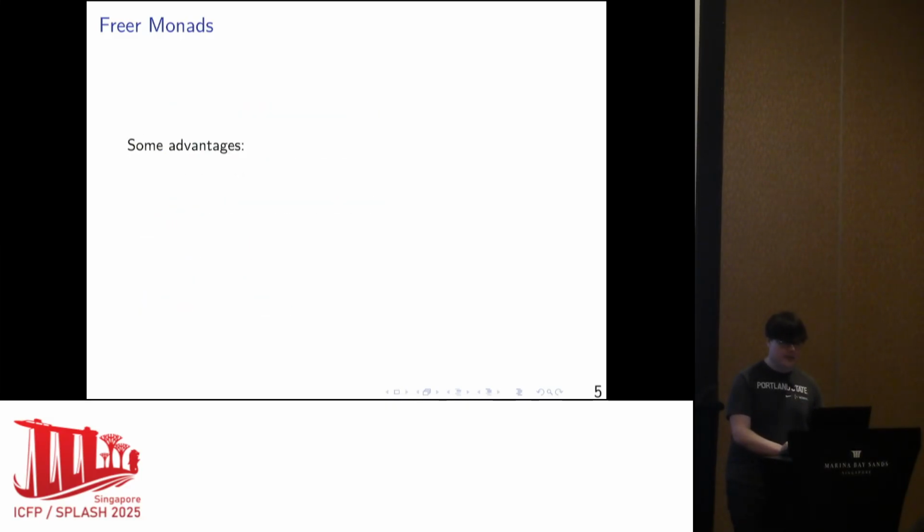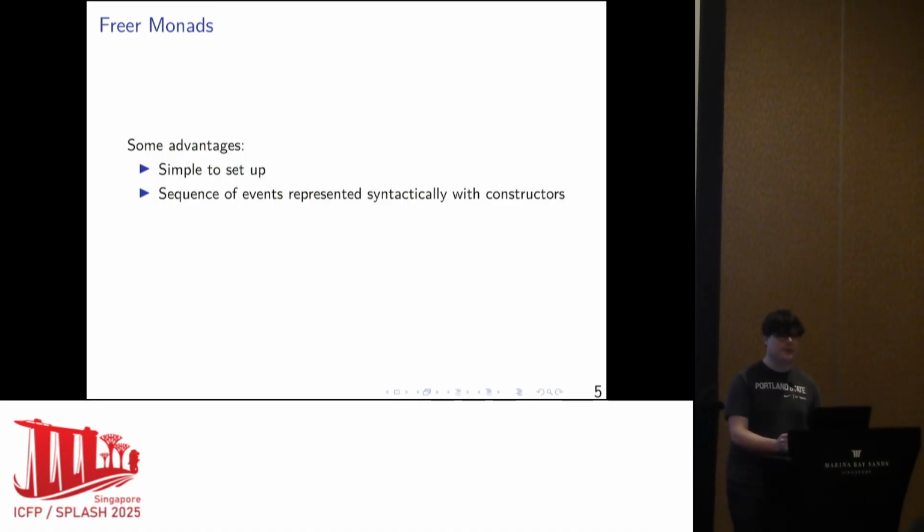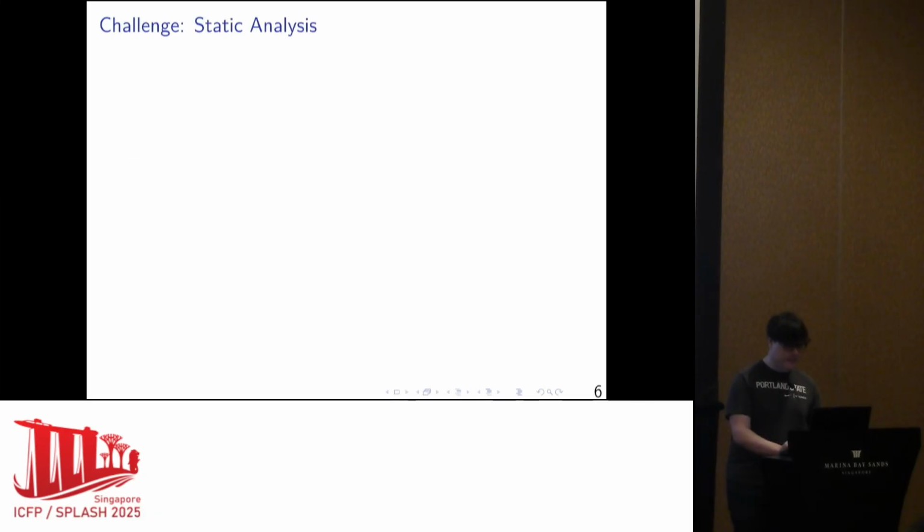We have some advantages in writing our code this way. It's simple to set up. We just need to define the effect, and we can plug it into the freer monad. We get a sequence of events represented syntactically with the constructors for bind and return. And we can run this in another monad by interpreting our effect into that other monad. We could even give multiple interpretations into different monads or into the same monad. Very flexible. So what's missing?